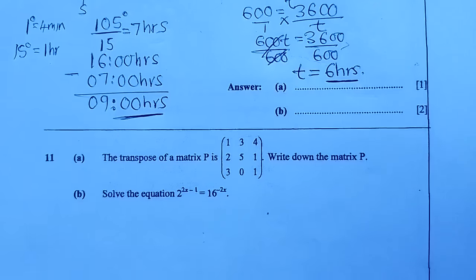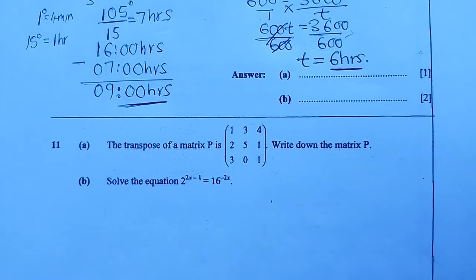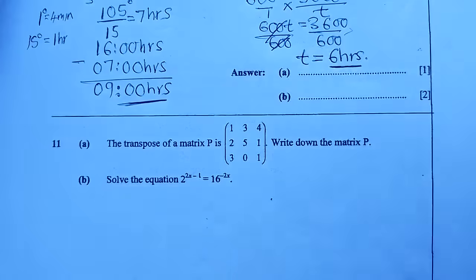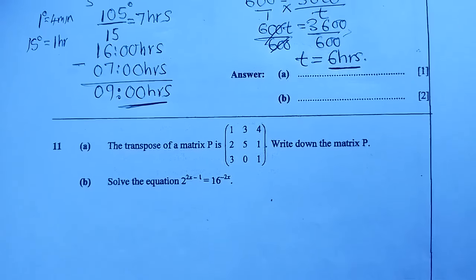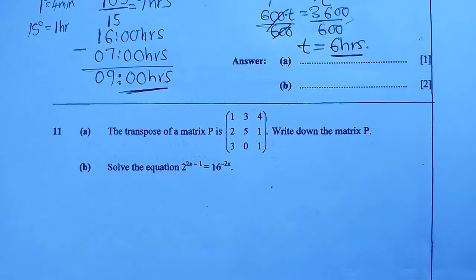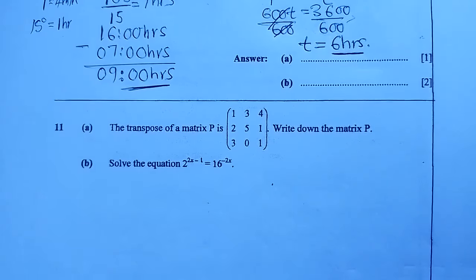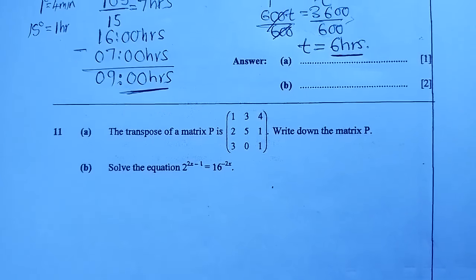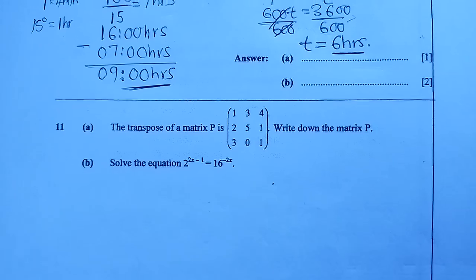This is the other question. This is question 11. So question 11 is as simple as you see it. These are simple questions. So how can you work out this?